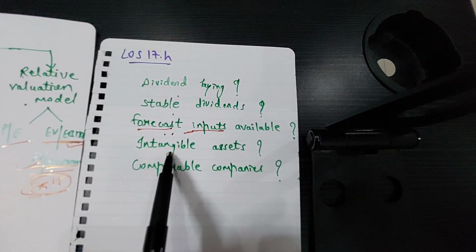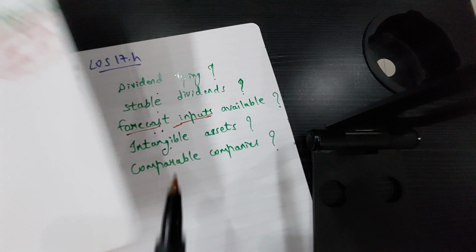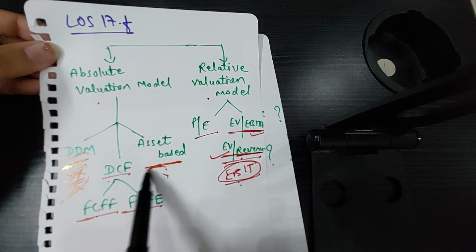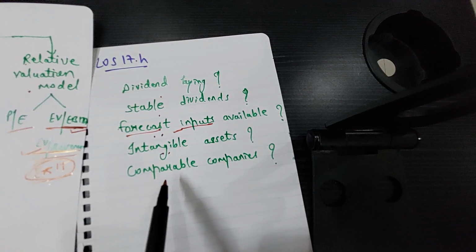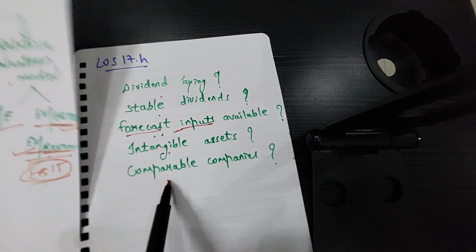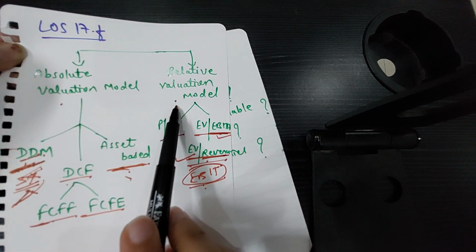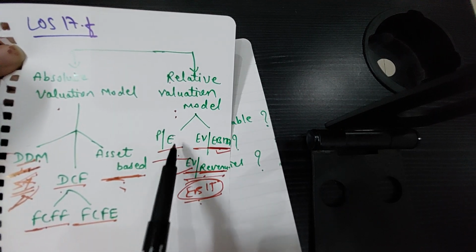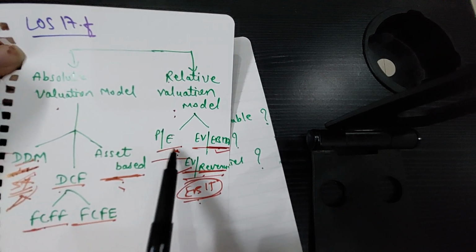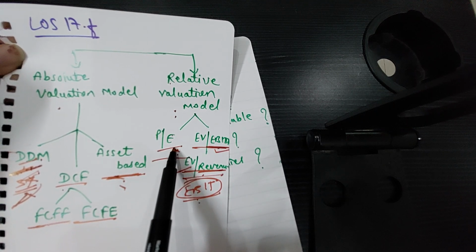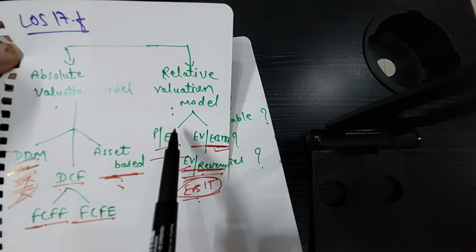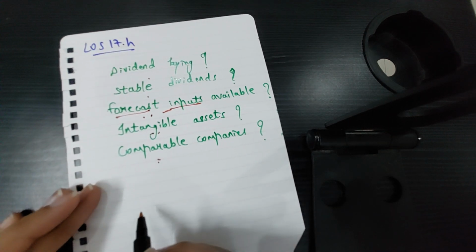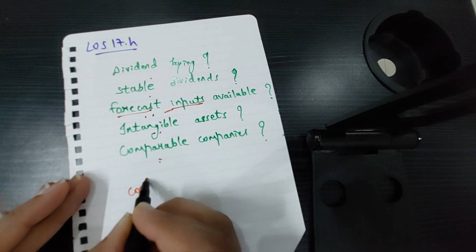Now, are there too many intangible assets? Because if there are, how will you be able to do an asset-based model? In that, the market value of the assets is required. Then comparable companies: if there are comparable companies, then you can do the relative valuation model, because this requires comparable companies. But if there is no proper comparable company for your company in research, then the relative valuation model wouldn't work. You can also use a combination of different methods.